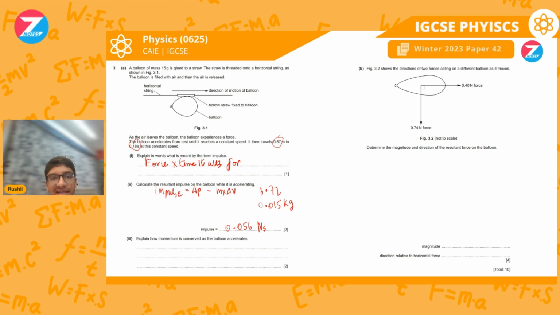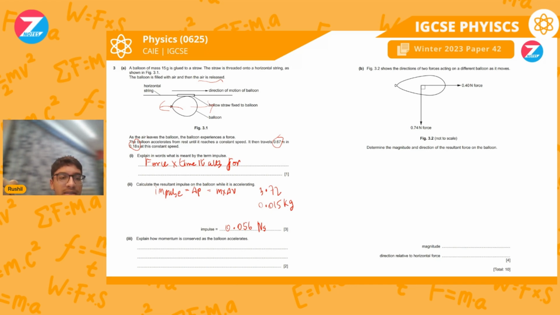Part 3 says, explain how momentum is conserved as the balloon accelerates. So as the balloon accelerates, it exerts a force on the air which escapes. So the balloon's momentum is this side, but then there's air which is escaping the balloon as it moves forward. We can see the air is released, is mentioned. So the air moves this side. So you know that velocity and momentum are both vector quantities, so direction matters.